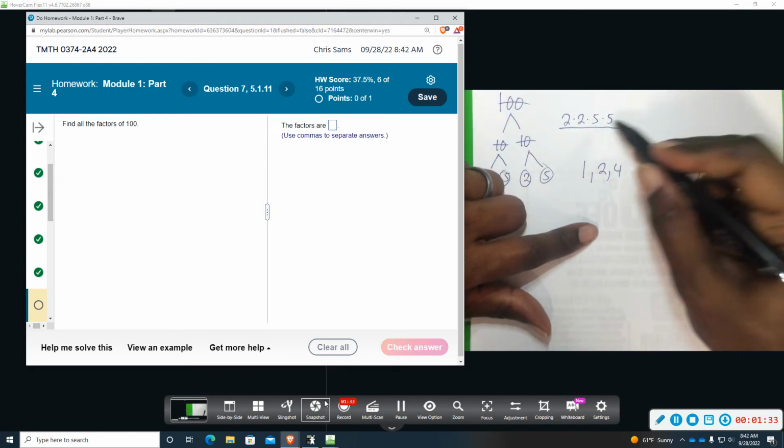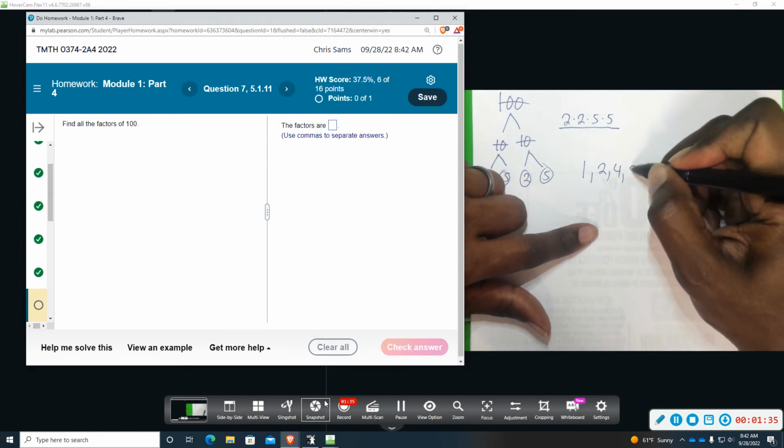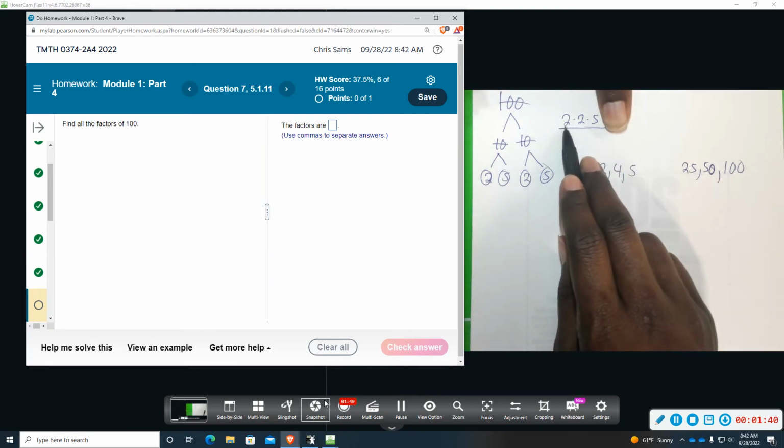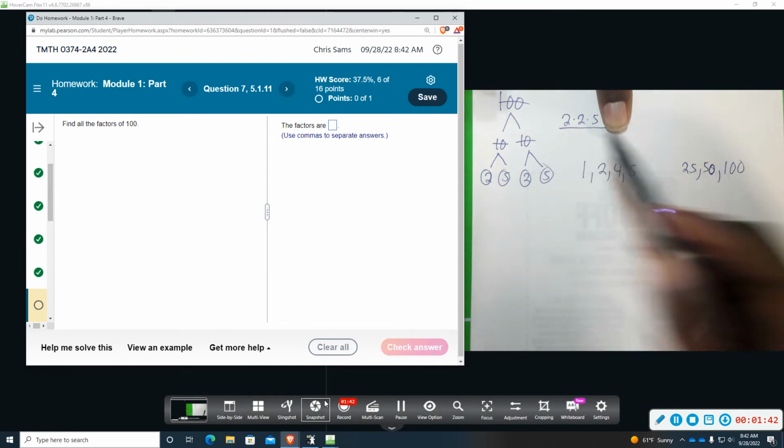Okay, then I can make a 5. I do have a 5 there. So I'm going to cover up the 5. And then the remaining digits, I'm going to multiply together. 2 times 2 is 4. 4 times 5 is 20.